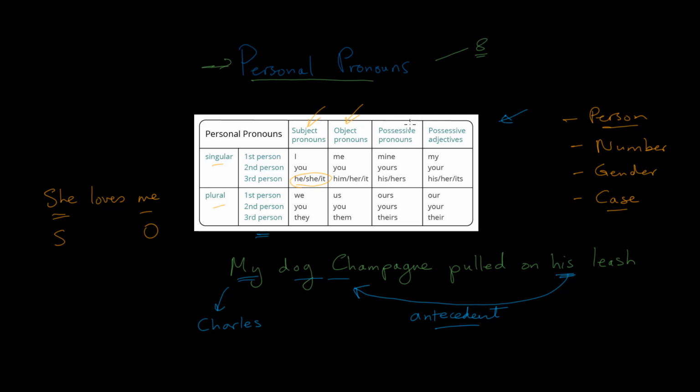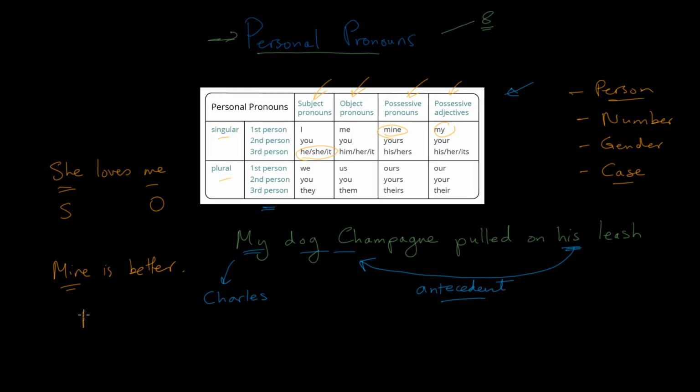Let's have a quick look at these last categories here, possessive pronouns and possessive adjectives. If you take something like mine, okay, you can actually use this as a subject. You could say mine is better. Mine is better. And there we have mine acting kind of like a noun in the subject position. But if we take something like my, it cannot be a subject by itself. Right? You could say something like my drawing, and then my is acting like an adjective.